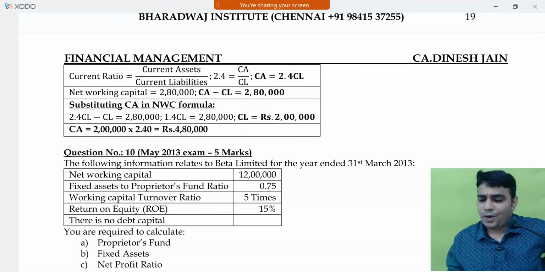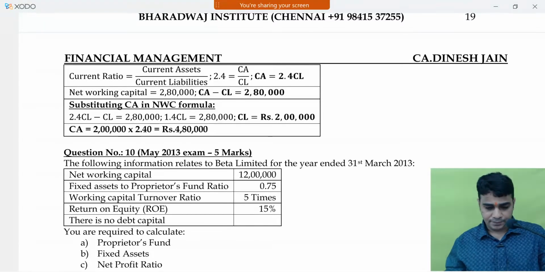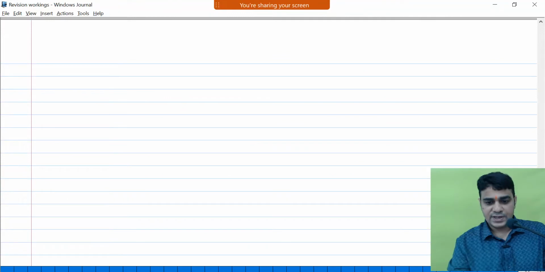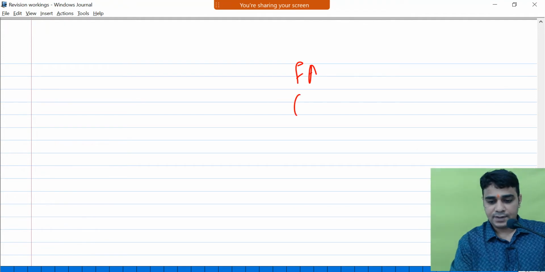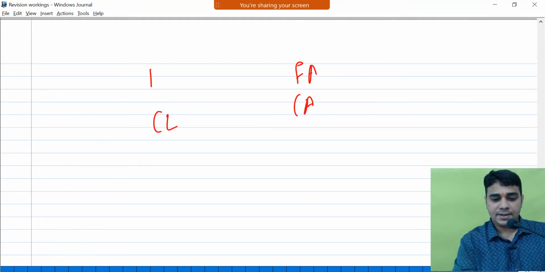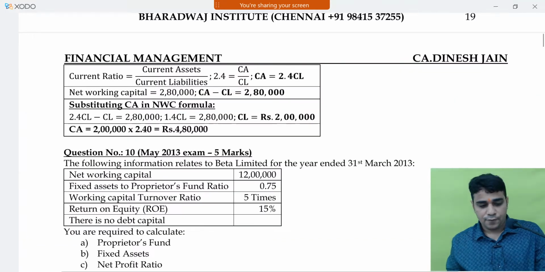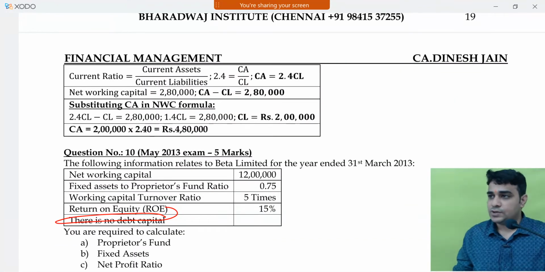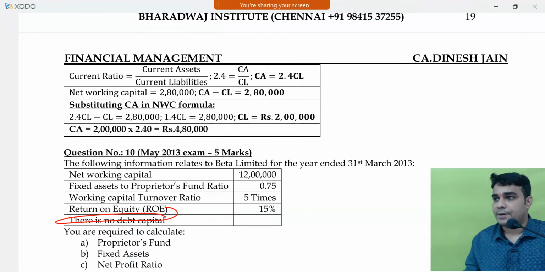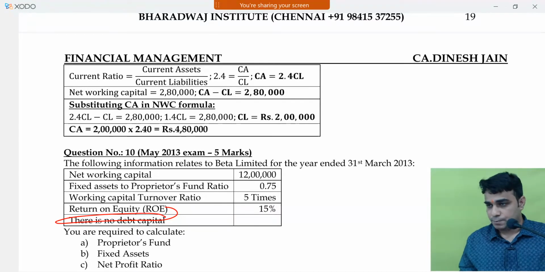Okay, we had done one of the questions where this proprietary ratio, fixed assets to proprietors fund ratio, was there, and we linked it and tried to get the balance sheet. Now listen. The question has said working capital, current asset, fixed assets, current liability, proprietor fund. These are the 4 forms. They have said there is no debt capital. Even if they don't say this, I have to assume there is no debt capital, else I will not be in a position to proceed.